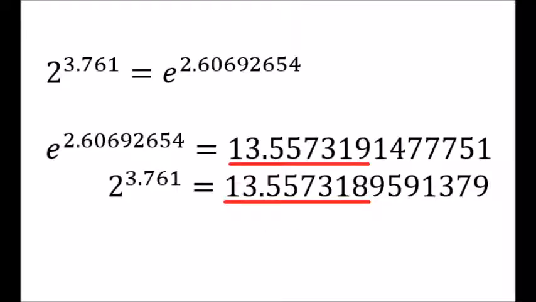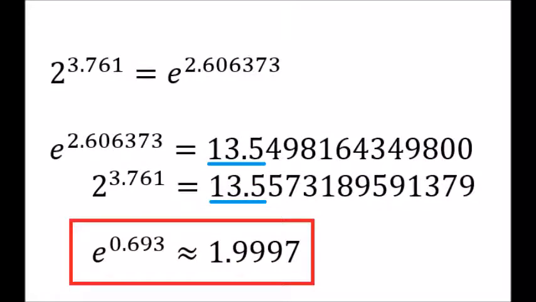If I were to plug in 2 to the 3.761 into a scientific calculator, I would get the number in the last line. Compare that to our answer immediately above it. That is accurate to 8 digits. Interesting how we started with the natural log of 2 rounded to 8 digits. Coincidence? Compare that to the first time we tried this trick. We started with 3 digits in c equals 0.693. Our final answer of 13.5 was accurate to 3 digits. Are you noticing a pattern?